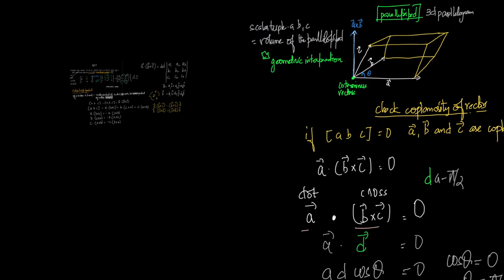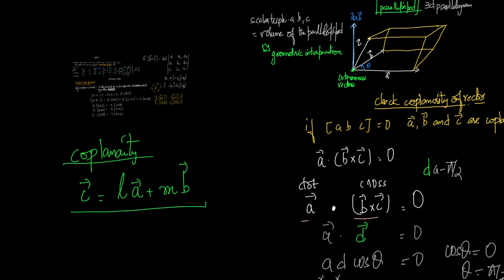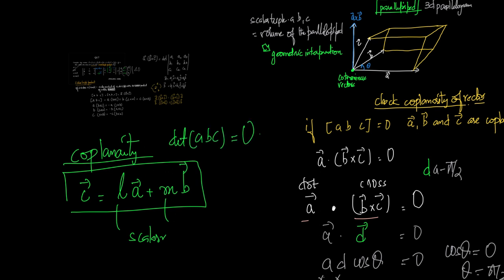So see, coplanarity can be checked in a different way as well. Coplanarity can be checked if vector C can be expressed as L, which is a scalar, into vector A plus M into vector B. If this condition is satisfied, where L and M are scalars, we can say that the determinant ABC is equal to 0.